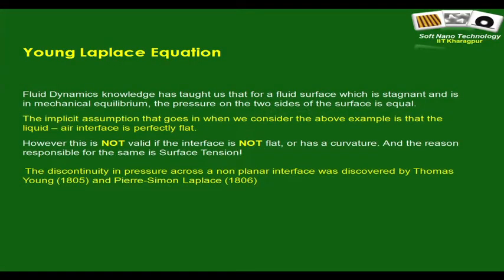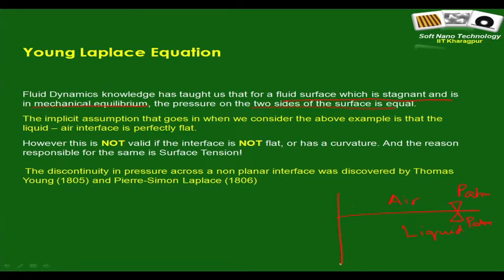What we know from our basic fluid mechanics knowledge is that for a fluid surface which is stagnant and at mechanical equilibrium, the pressure on the two sides of the surface is equal. That is, if you have a liquid surface exposed to air, and you have liquid here, and this is atmospheric pressure, let us say. So, what we know so far is that the pressure at the interface, both at the air side and at the liquid side, are the same, and they are P atmosphere.